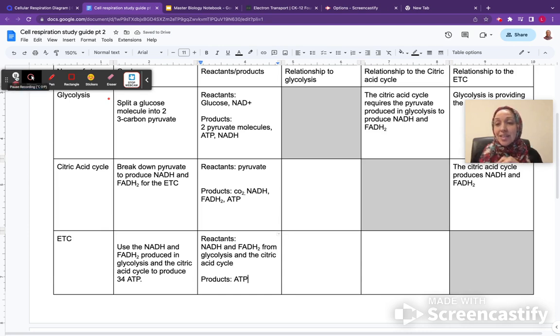There's one side note about the electron transport chain. In order for it to run, it requires oxygen, and that is why cellular respiration requires oxygen. That oxygen is actually transformed into water, and that is why water is one of our products of cellular respiration, if you look at our overview equation for cellular respiration.